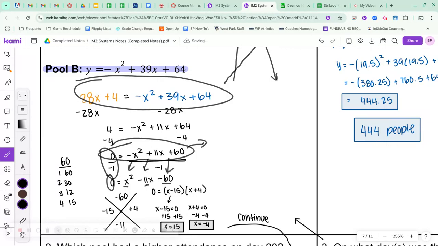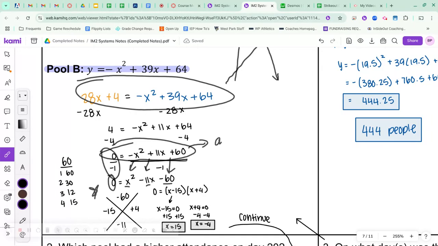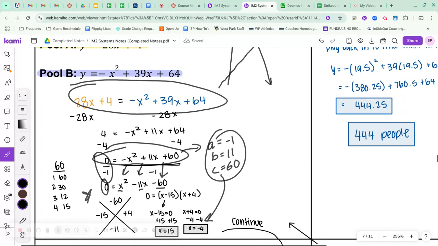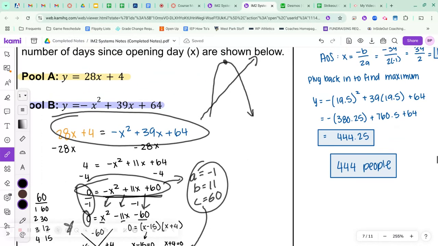And that allowed her to then go on and use ZPP. She likes to use ZPP. If you don't want to mess with that, you can just throw it in the quadratic formula, and you have a is equal to -1, b is equal to 11, c is equal to 60. And with those values of a, b, and c, you're going to get these same two x values of 15 and -4.